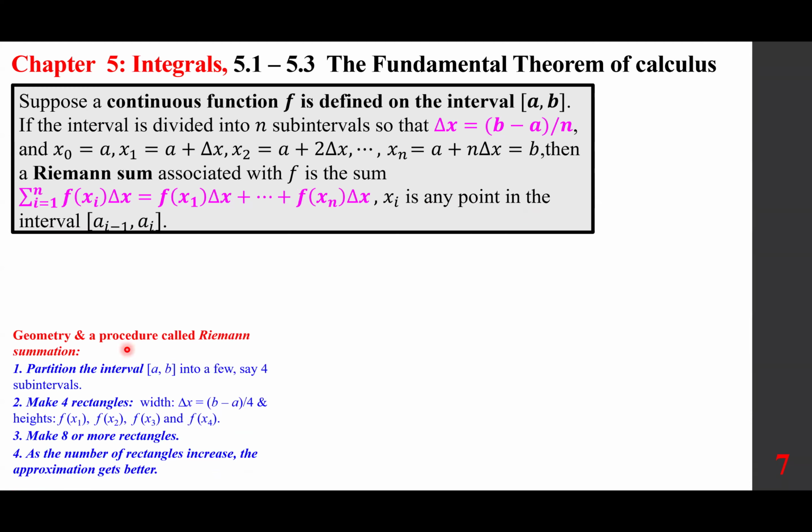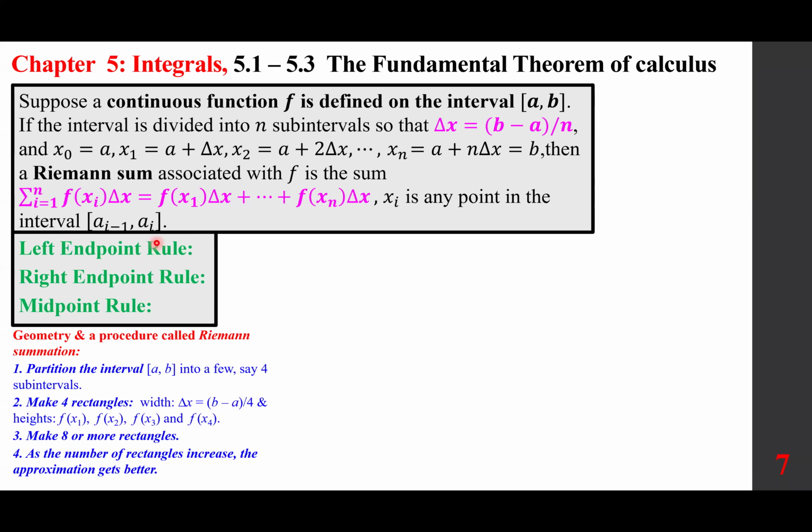Now, what is the geometry and procedure, which is called Riemann summation? Partition the interval a to b into a few subintervals. How many? Maybe 4, just as an example. If you go with 4, you make 4 rectangles. The width is delta x equals (b minus a) over 4. The height is f of x sub 1, f of x sub 2, f of x sub 3, f of x sub 4. Again, any of them: endpoints, left, right, midpoints. Then add more, make it, for example, 8 or more. As the number of rectangles increases, the approximation gets better.